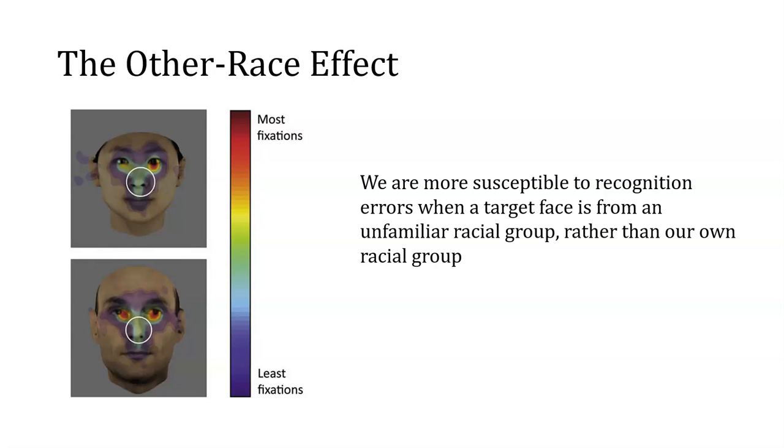This sensitivity to faces of our own race also emerges very early. Within the first year of life, infants become better at telling different faces apart within their own race, but their ability to distinguish faces from another race doesn't seem to improve.